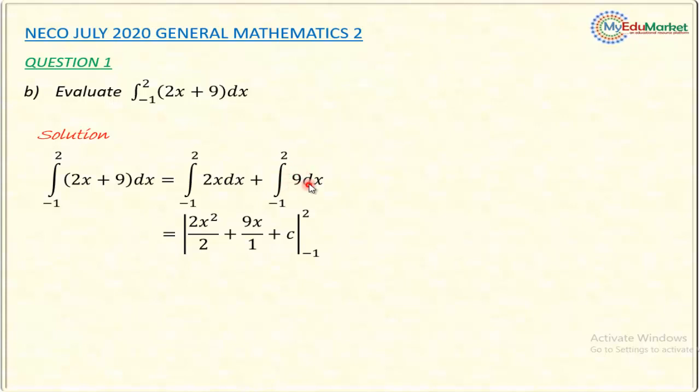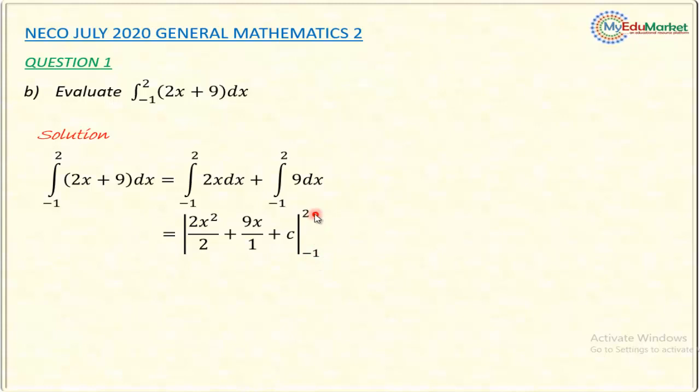This 9 is like 9x raised to power 0. So that power 0 attached to x will now increase by 1, so it becomes power 1. So I'm going to have 9x raised to 1 all over 1, then plus the constant of integration. Then these are my limits from -1 to 2. I should not forget it.